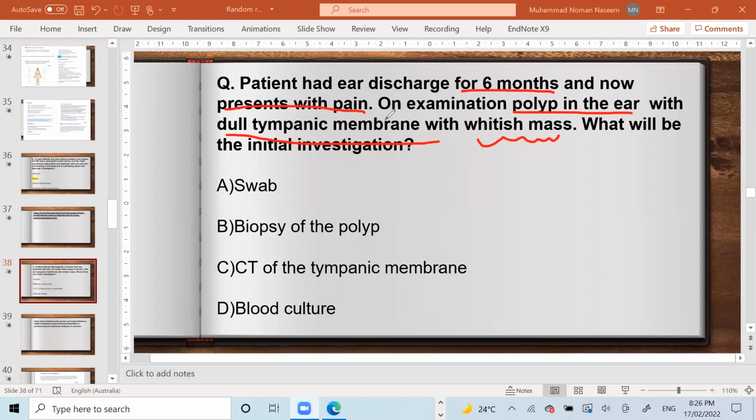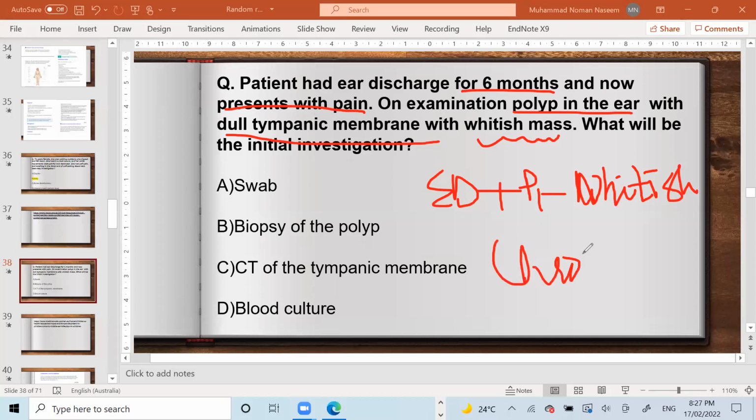Now, can anyone tell me what is the diagnosis in this patient? He's having ear discharge and pain. Now he's having a whitish mass in the ear with a dull tympanic membrane. What is the diagnosis here, guys? All right. So any patient with a discharge from the ear and pain for 6 months falls in the category of chronic otitis media.